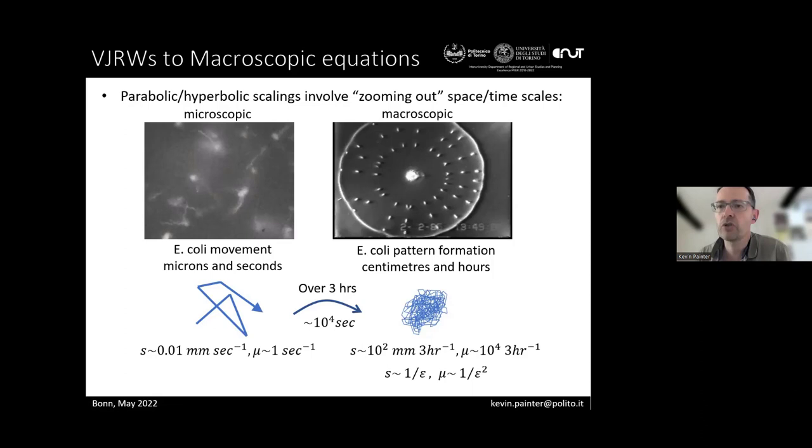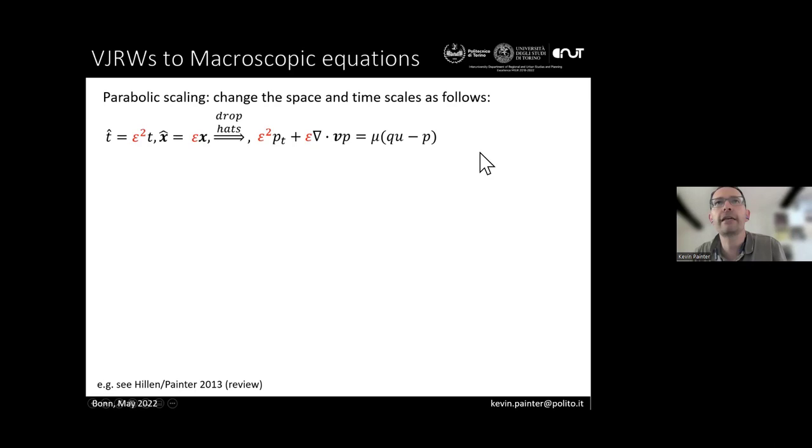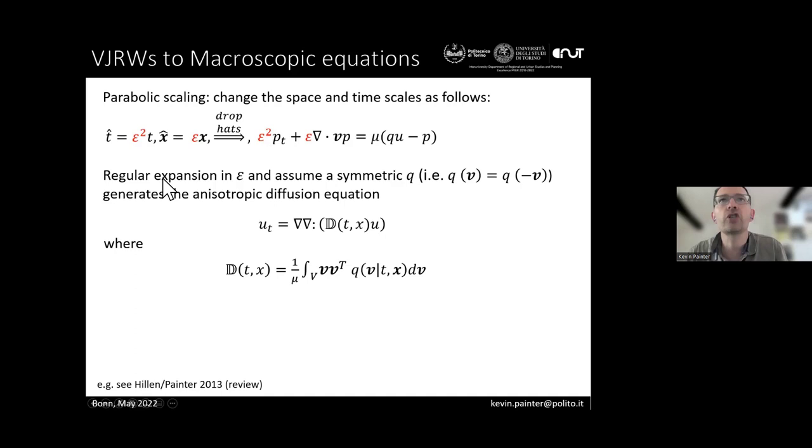And therefore that allows you to do effectively a rescaling of your problem. In a parabolic scaling, you would change the space and time scales. So you'd introduce a scaling of time and a scaling of space. Once you introduce that into your equations, you get small parameters in the various terms of your equation. And then you can perform expansions in epsilon, and under a certain set of assumptions, you can derive a macroscopic equation.